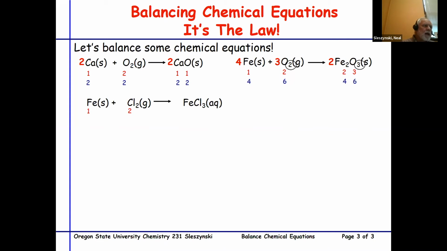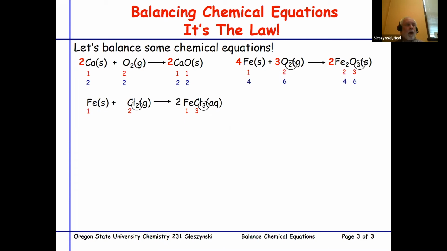Well, again, if I count up my reactants, I have 1 iron atom, I have 2 chlorine atoms. On the product side, I have 1 iron atom, I'm good there, but I have 3 chlorine atoms instead of 2. Well, again, we should notice that on the reactant side, chlorine comes in units of 2. On the product side, chlorine comes in units of 3. The only way we're going to make those balance out is by ending up with 6 chlorine atoms on each side of the reaction arrow.